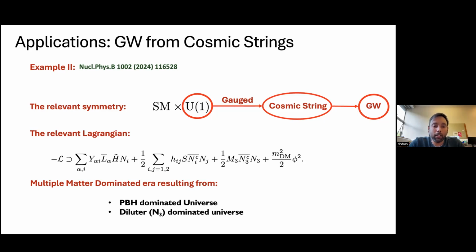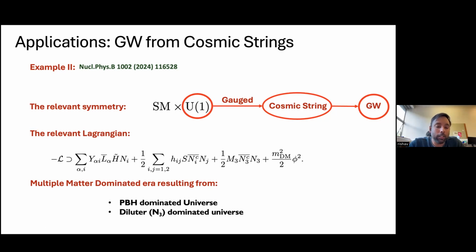Because of the presence of PBH, and another thing I would like to say is that we considered one of the right-handed neutrinos very feebly coupled with the standard model particle spectrum. So this Yukawa interaction for this N3 is very small, very feeble. So it never thermalizes. What we considered was, we had a PBH, and because of the PBH evaporation, it produced different particles, including the right-handed neutrino. And we call this right-handed neutrino a diluter.